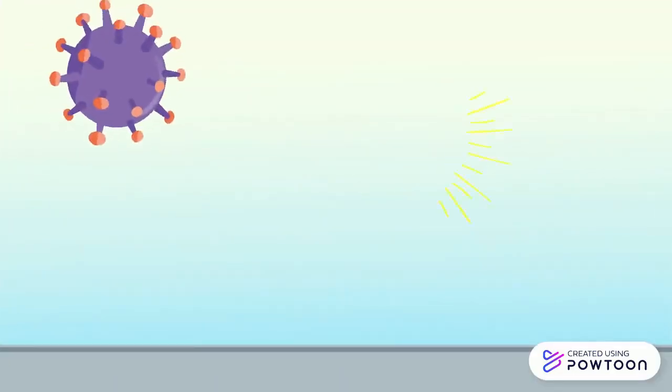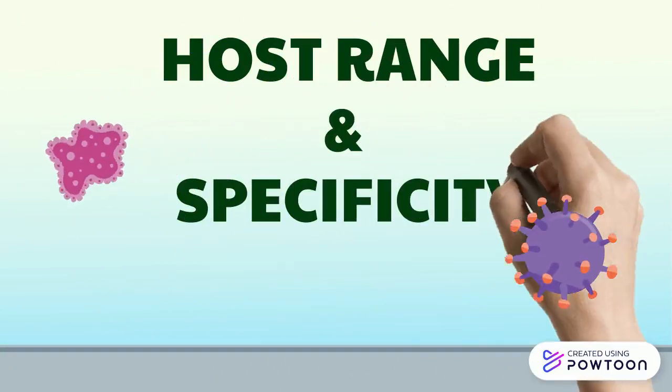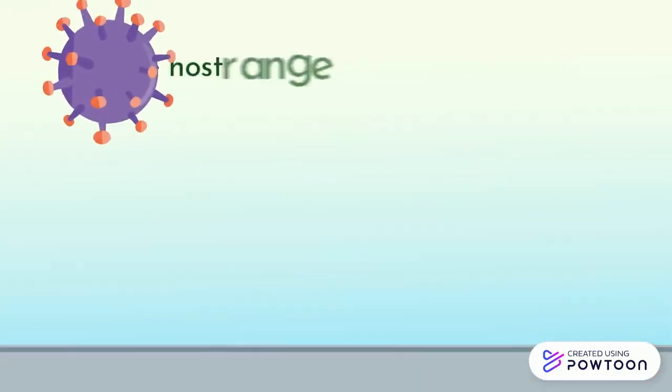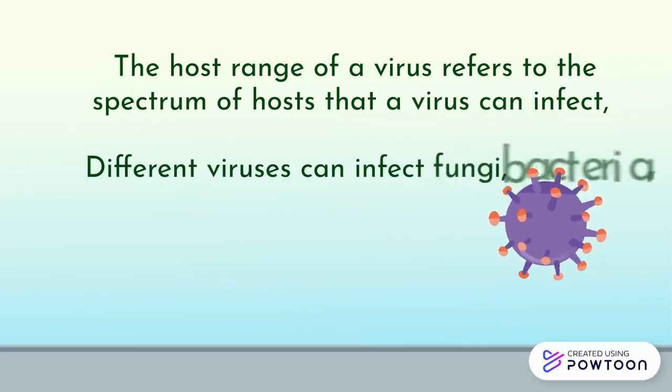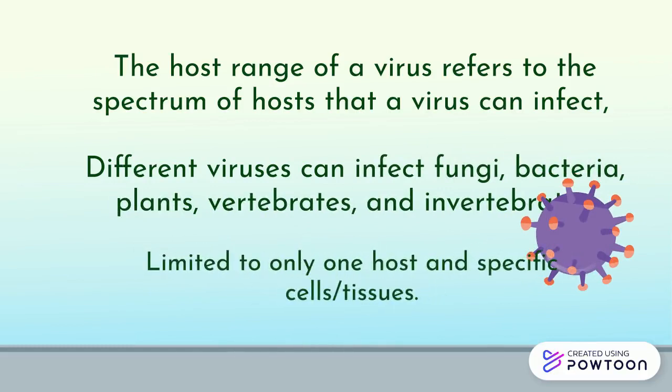Okay class, now we continue on host range and specificity of viruses. Do you know what is meant by host range? Let's take a look. The host range of a virus refers to the spectrum of hosts that a virus can infect, where different viruses can infect fungi, bacteria, plants, vertebrates, and invertebrates. However, they are limited to only one host and specific cells and tissues.